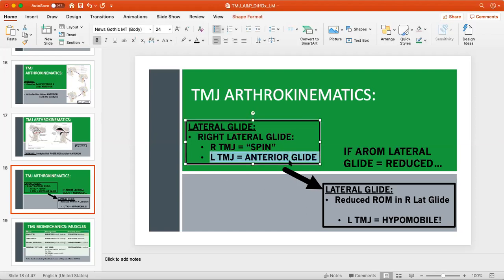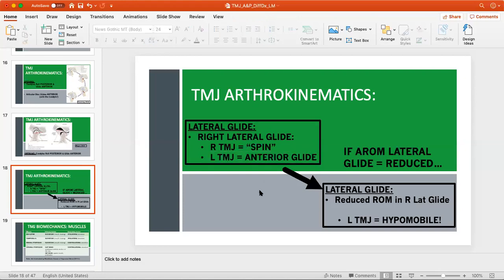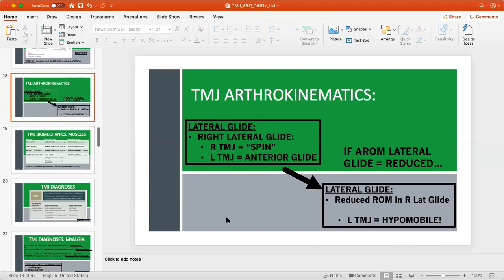If I'm performing a right lateral glide or a right lateral deviation, this is the joint that I'm actually going to be testing, because spin is not really going to stress that joint as far as movement goes. But that glide, if that joint is hypomobile, this is where I'm going to see a deficit. And so your clinical reasoning, here's how it goes: if your active range of motion for lateral glide is reduced, for example, you try to right lateral glide, and we saw that the norm would be 10 millimeters for this motion.